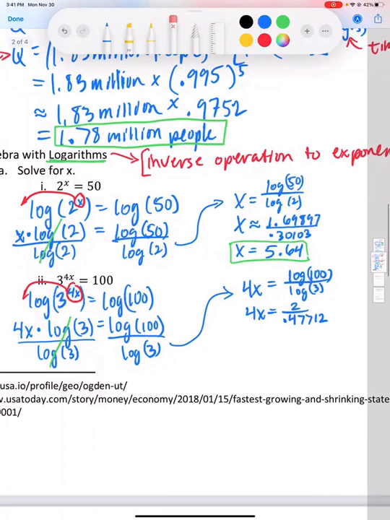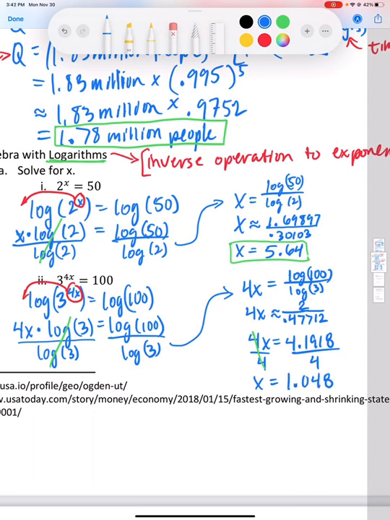Sorry about that. Use that on our calculator. Do 2 divided by 0.47712. So 4x is about equal to 4.1918. Okay. Then we divide both sides by 4. Those cancel. And we get x is equal to 1.048.